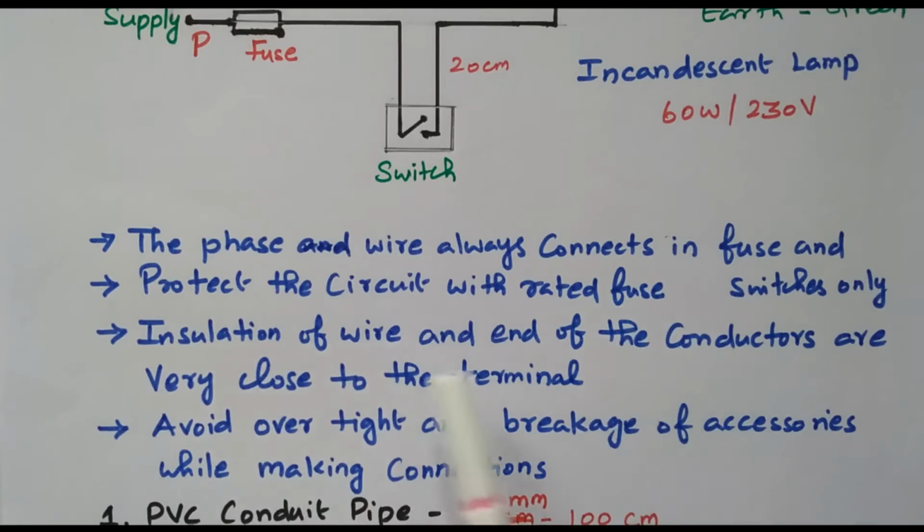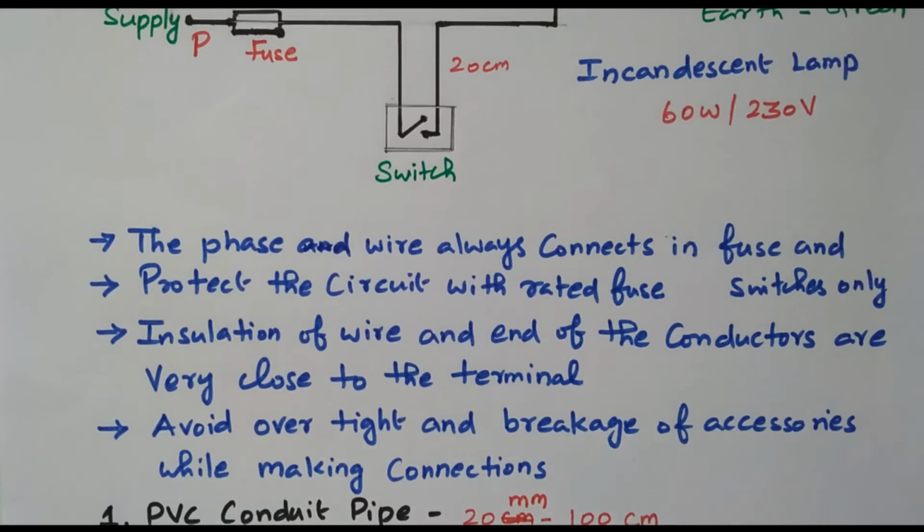The insulation of wire and end of the conductors are very close to the terminal. We should not remove the insulation much more. Required amount of insulation only should be removed and it is connected to the conductor, so that there is no open terminal, so that we can avoid the shocking. Avoid over tight and breakage of accessories while making the connection.